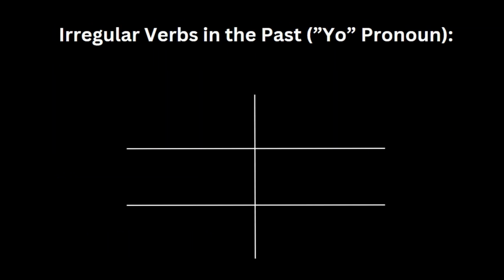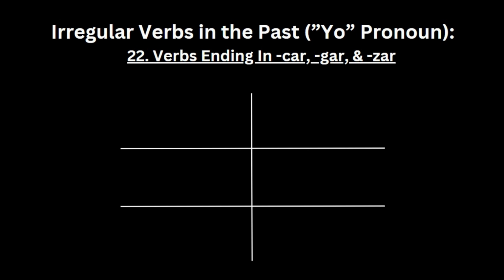And now, we made it to the final category of irregular verbs in Spanish, which I think is the easiest, and that is irregular verbs that are only irregular in the yo pronoun in the past simple. Actually, there are three types of them in Spanish, known as verbs that end in car, gar, or zar. And since there's no point in knowing all verbs in Spanish, I'll show one useful verb from each category.